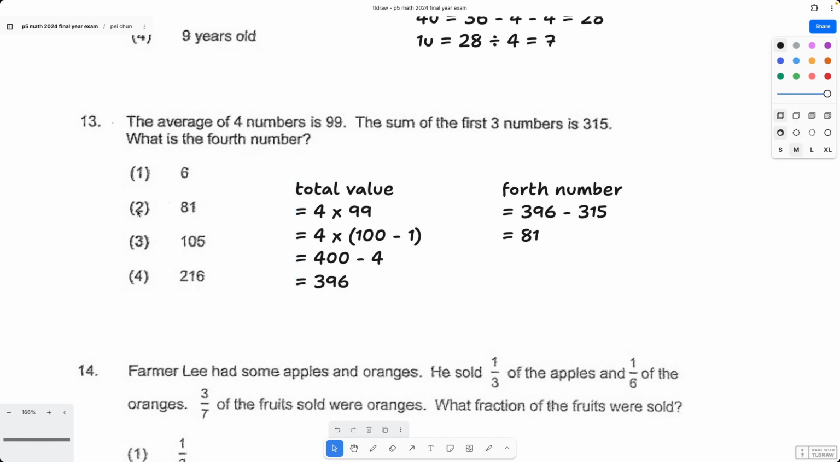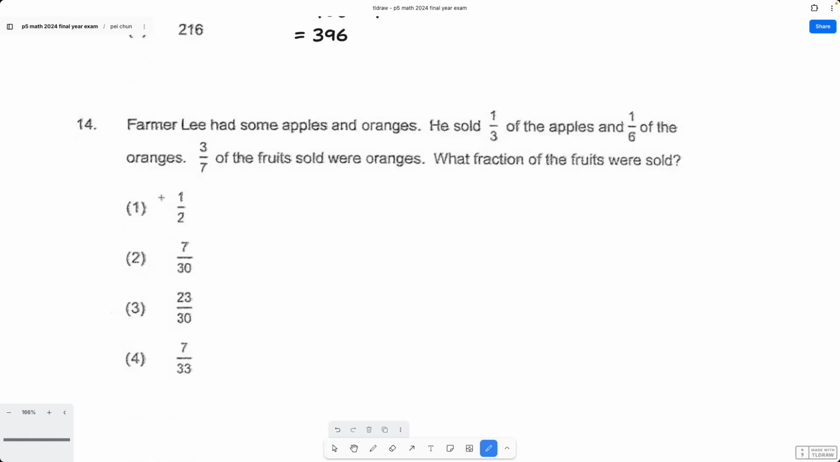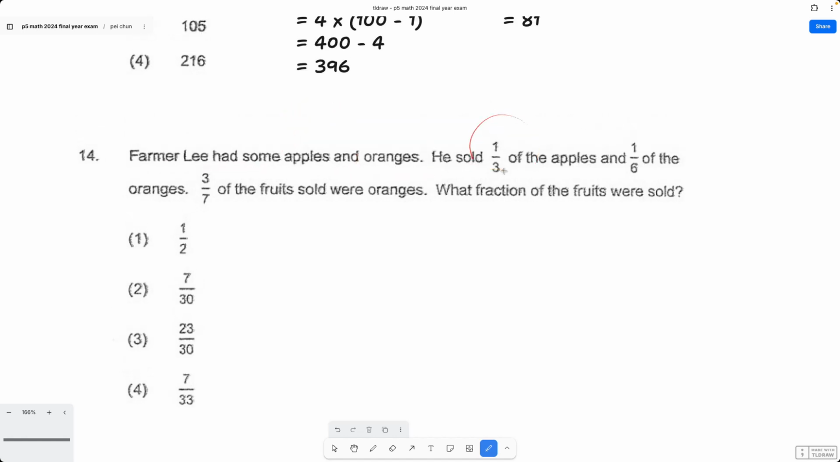All right, so question number 13 is option number 2. There you go. Next one, question number 14. Farmer Lee had some apples and oranges. He sold 1/3 of the apples and 1/6 of the oranges. 3/7 of the fruits were oranges. What fraction of the fruits were sold?